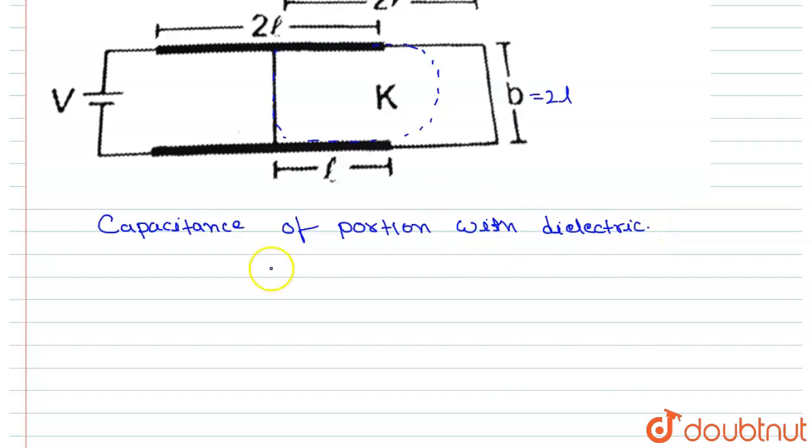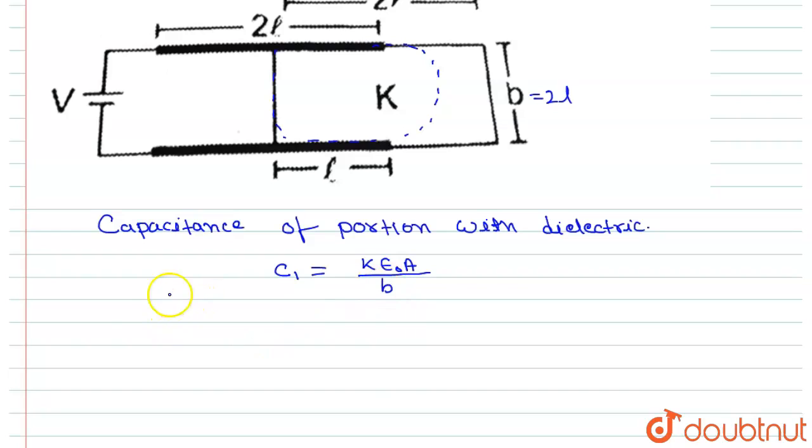Let us consider this is C1, so C1 is equal to K epsilon naught A divided by D, and D is equal to B, as we can see from here. So this is C1.